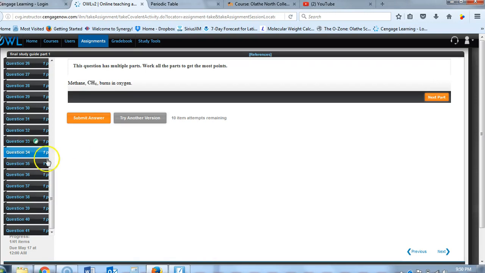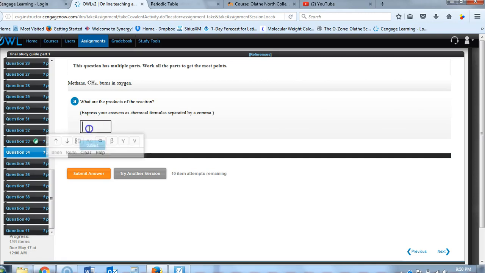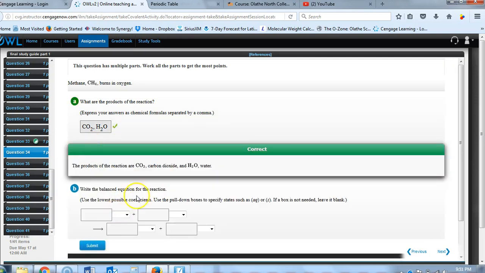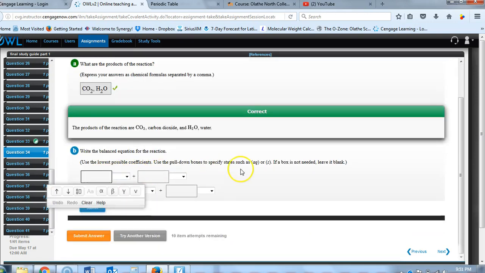Number 34, methane burns in oxygen. What are the products of the reaction? CO2, H2O. Write the balanced equation.